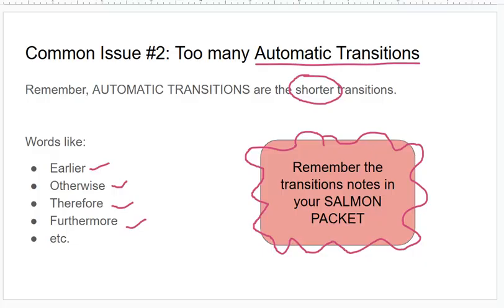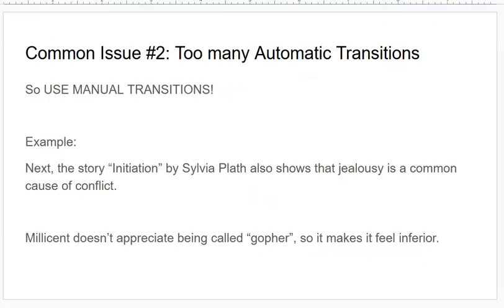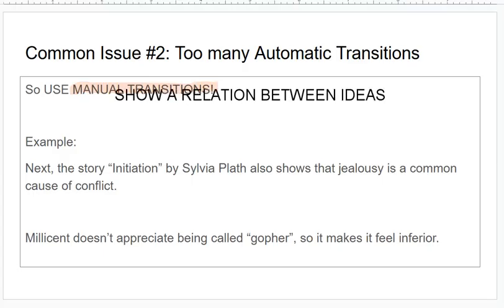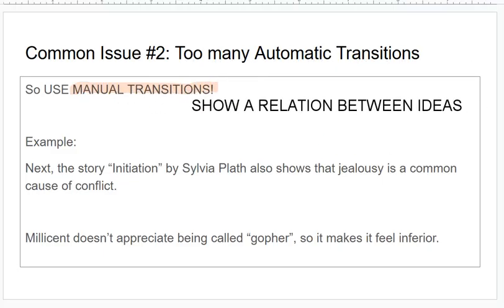That is the chart that I told you to tape into your packet. So what do we do when we have shorter transitions? How do we make them stronger? Well, what we should be doing is using more manual transitions. Remember, manual transitions are longer, right? Manual transitions encourage us to show not only one idea to the next, but also a relationship between ideas. So that's what we want to do, okay? That's what we want to be able to demonstrate within our writing.